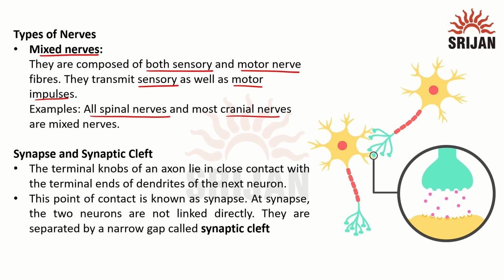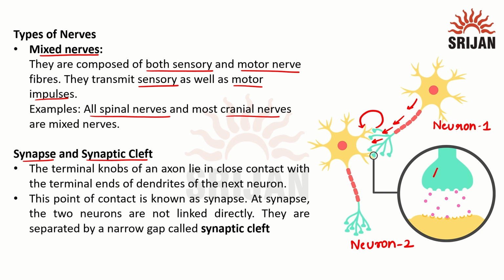Now we have something known as synapse and synaptic cleft. So if I take, this is the neuron 1 and there is another neuron, that is neuron 2. We know that within the neuron, the electrical impulse conducted through the cell body comes to axon and reaches the axon terminal. Now how does it transmit to the next dendrite is by a synapse.